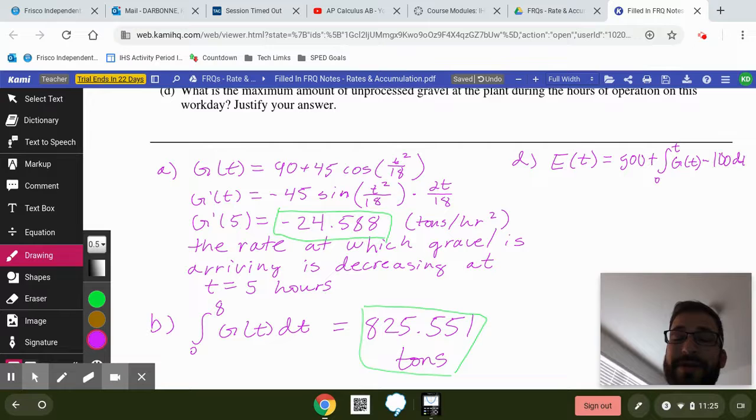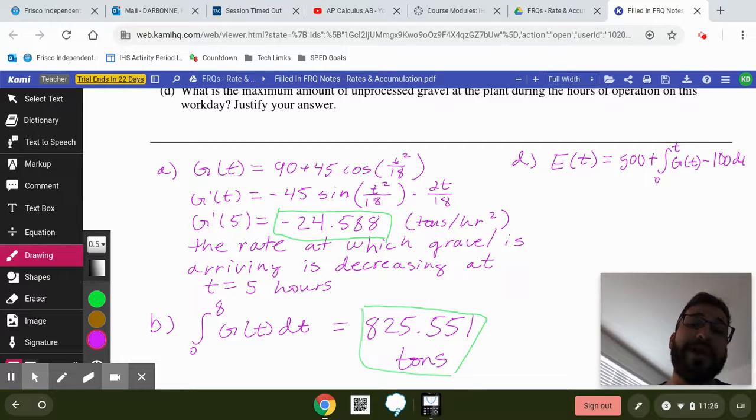Okay, so does that make sense, that I'm taking into account 500, which is the amount that's there at the start of the day, and then I'm adding to it the area under the curve, or the amount, accounting for both gravel coming in and gravel being processed. So that's going to be changing the amount that's in the plant at any point in time. So this is our function that represents the amount of gravel at any point in time.